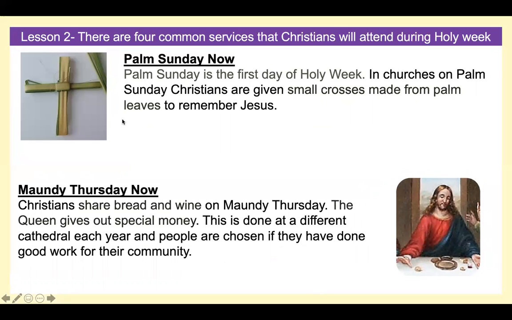And then we have Palm Sunday. Palm Sunday is the first day of Holy Week. In churches on Palm Sunday, Christians are given small crosses made from palm leaves to remember Jesus. So that's what happens now in church. And on Maundy Thursday now, Christians share bread and wine. The Queen also gives out special money. This is done at a different cathedral each year, and people are chosen if they have done good work for the community.